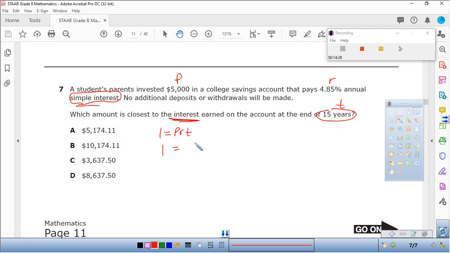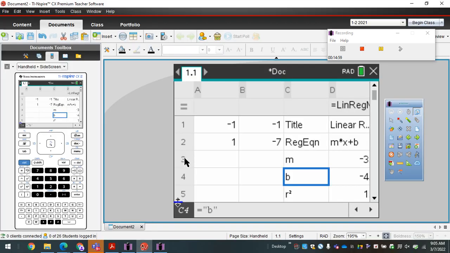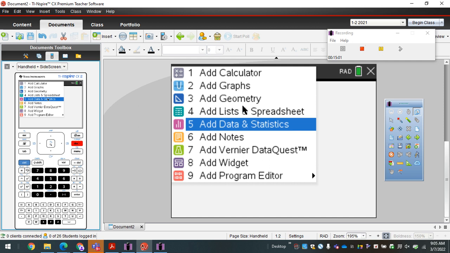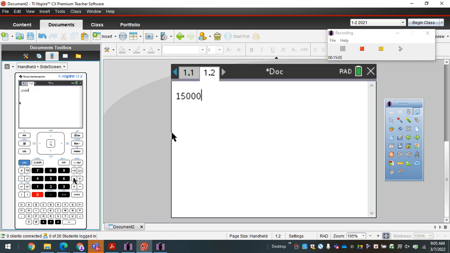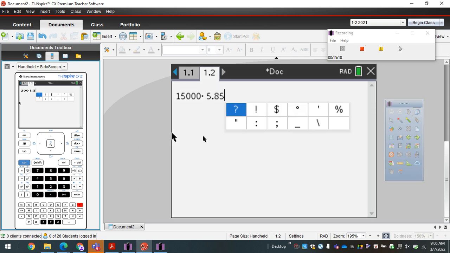We're going to go with 5,000 and we're going to go R of 4.85% times a term of 15. And there it is. So we put it in the calculator. Just add a new page if you don't mind. And it was 15,000 times 5.85. Jay, what's the percentage? 5.85?